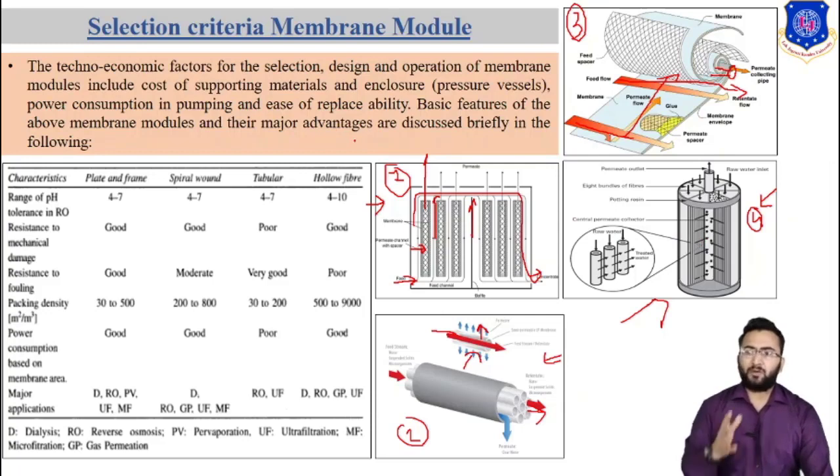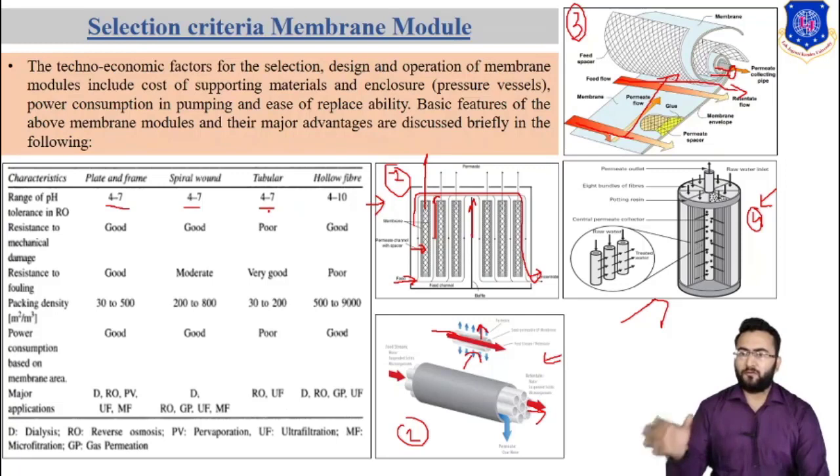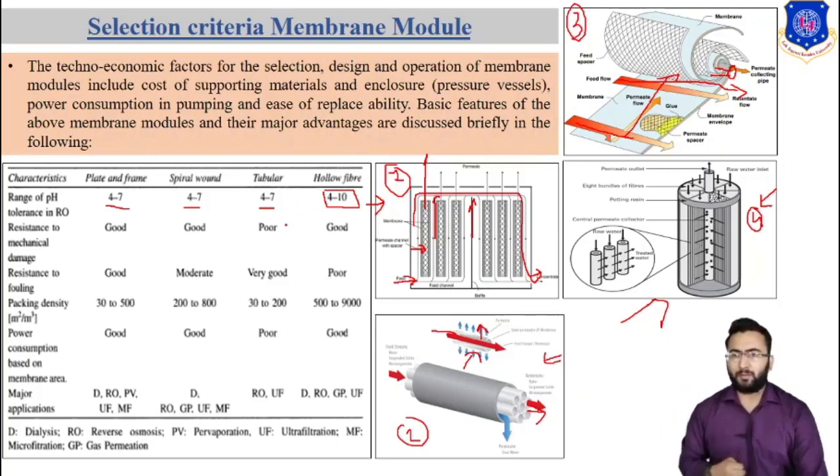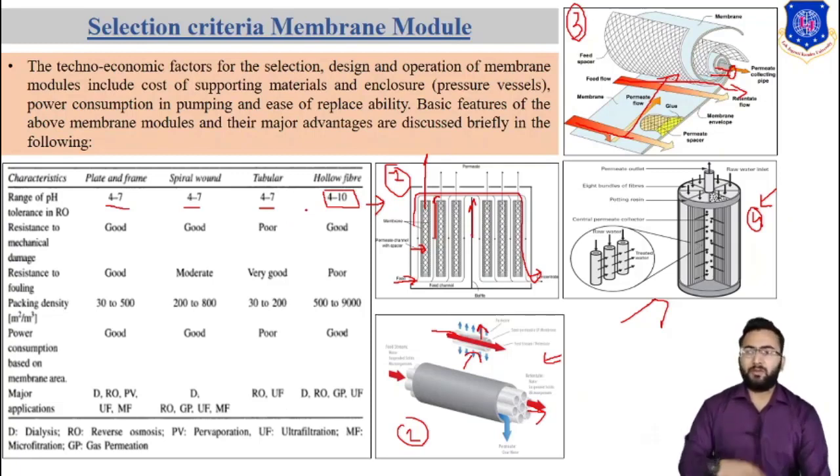So let's discuss the various selection criteria for all these types of membrane module. For the range of pH tolerance in reverse osmosis, the plate and frame membrane module can be used from pH 4 to pH 7. Similarly, the spiral wound membrane is also used from pH 4 to pH 7. The tubular membrane module is also used from pH 4 to pH 7, whereas the hollow fiber membrane module's pH range is comparatively higher. The hollow fiber membrane module can be used from pH 4 to pH 10.